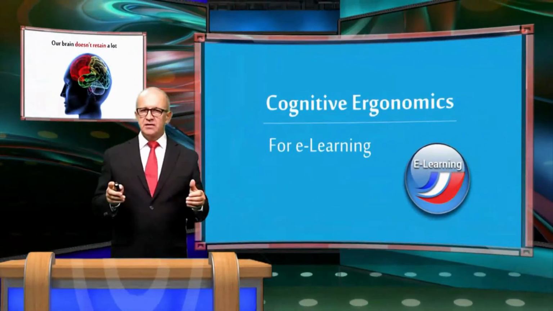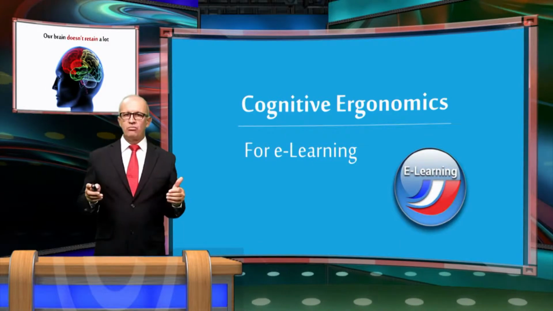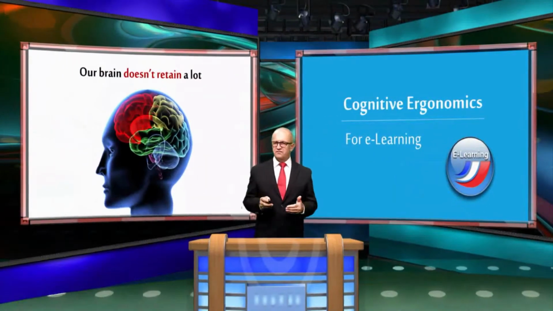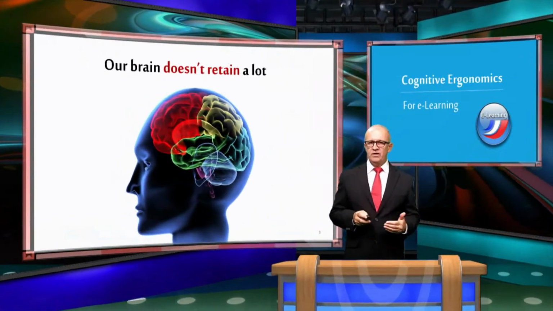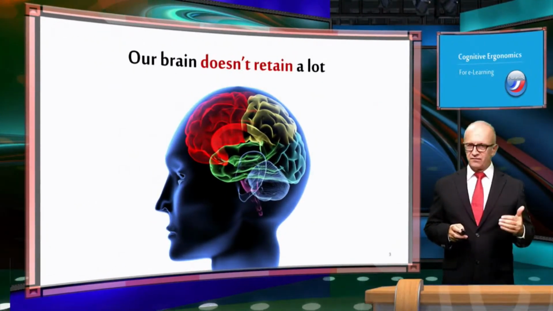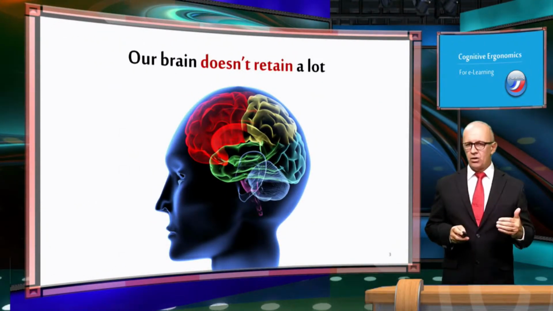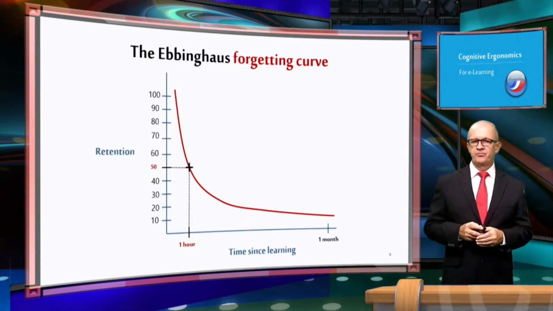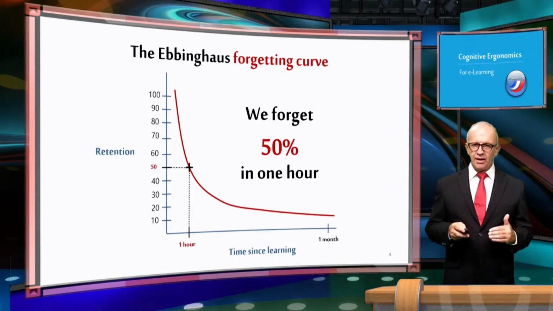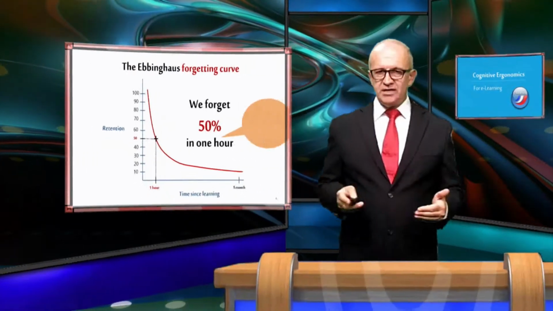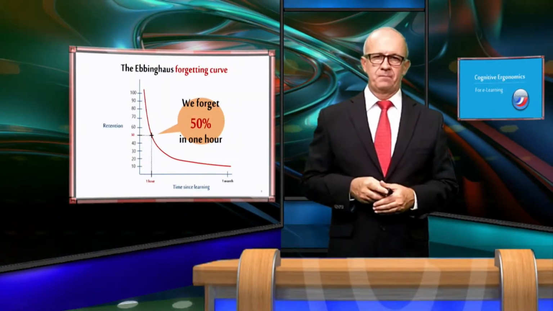The first thing to remember is that our brain doesn't retain a lot of information. The Ebbinghaus forgetting curve shows that we forget 50% in 1 hour unless we practice. Our retention rate is therefore quite low, and I will describe a few ways we can improve it.